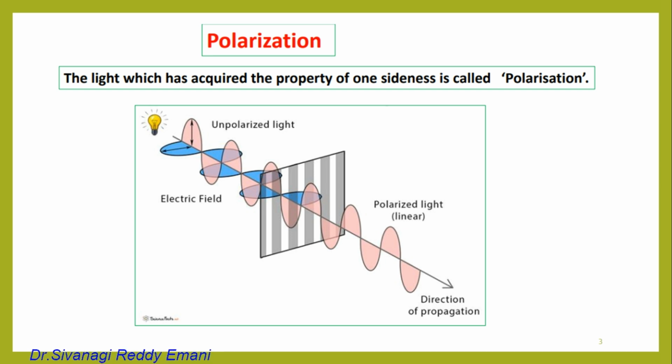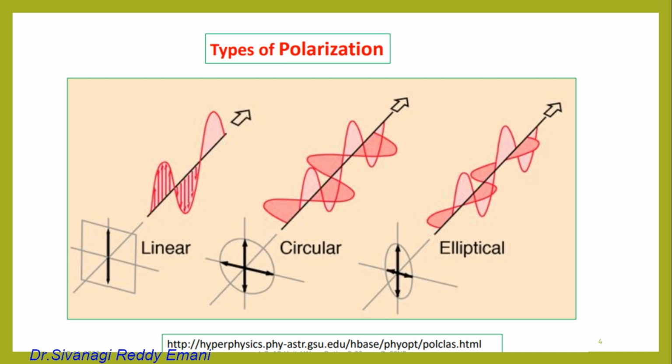Another point to note is that polarization takes place only in transverse waves. Longitudinal waves cannot produce polarization. This is a specialty of transverse waves. So in order to identify whether a given wave is transverse or longitudinal, the only option is polarization. Now we have different types of polarization based on the vibration of the field: linear polarization, circular polarization, and elliptical polarization.